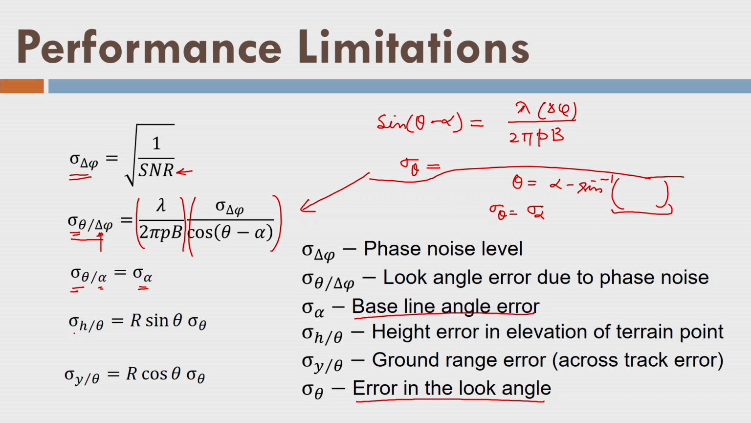Here then we write using the same expression of the r, h and y. So what is the error here? Given this error sigma theta, I get sigma h is r sin theta into sigma theta, and sigma y is r cos theta sigma theta. So here I can estimate the sigma theta by two logic. This is one and this is another. So which one I will take? For the worst case accuracy, I should take the higher of the two values.